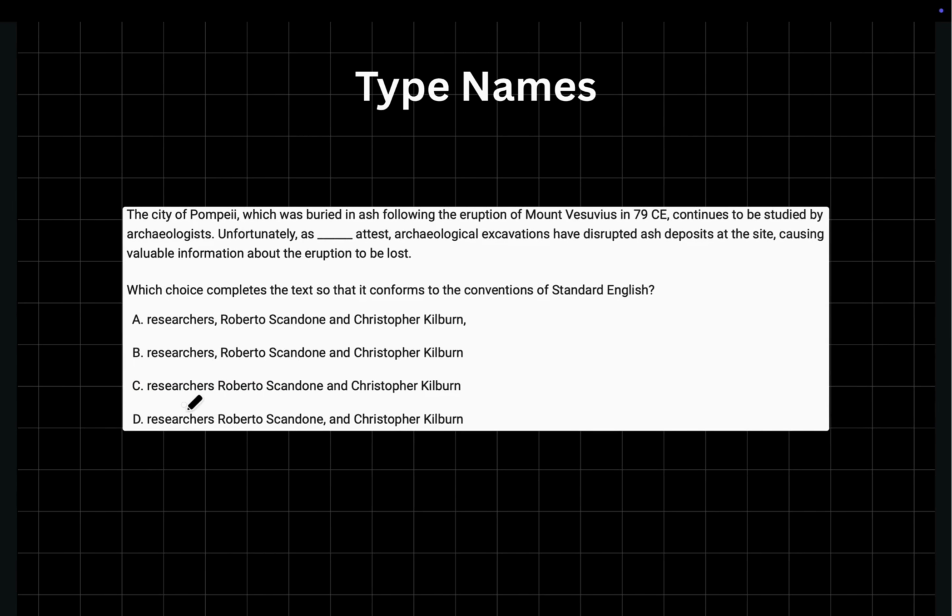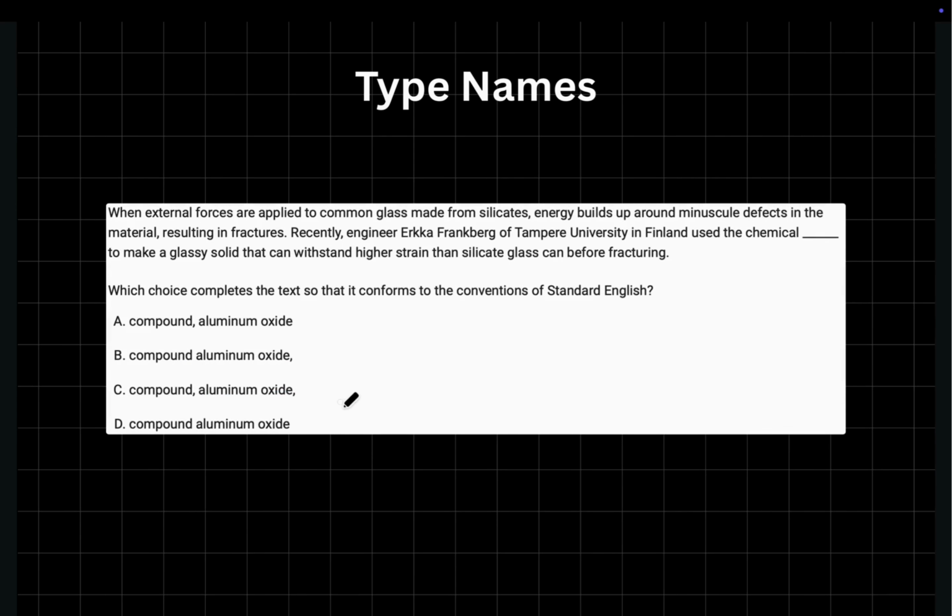All right. I see that it says researchers and then the name of the researchers. So this is a type name question, meaning I'll pick the choice without any punctuation, so choice C. What about this one? Try to solve it on your own. Again, it says compound, which is a type, and aluminum oxide is an example of that type. It is an example of the compound. So, which choice will we pick? Choice D. Why? Because it does not have any punctuation.